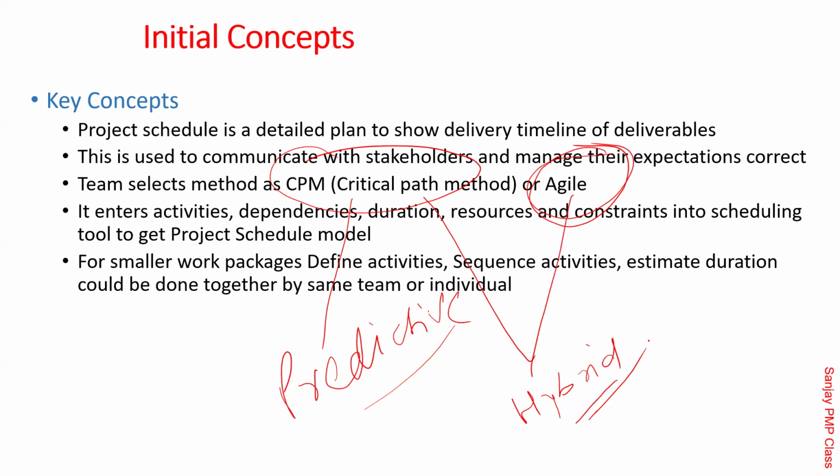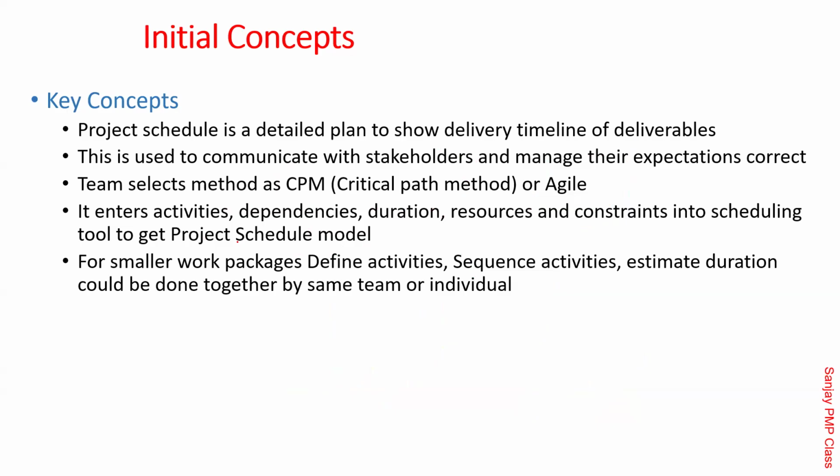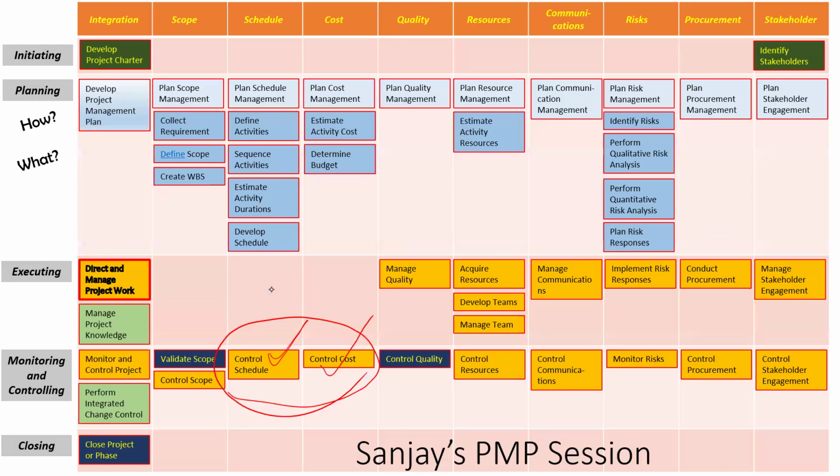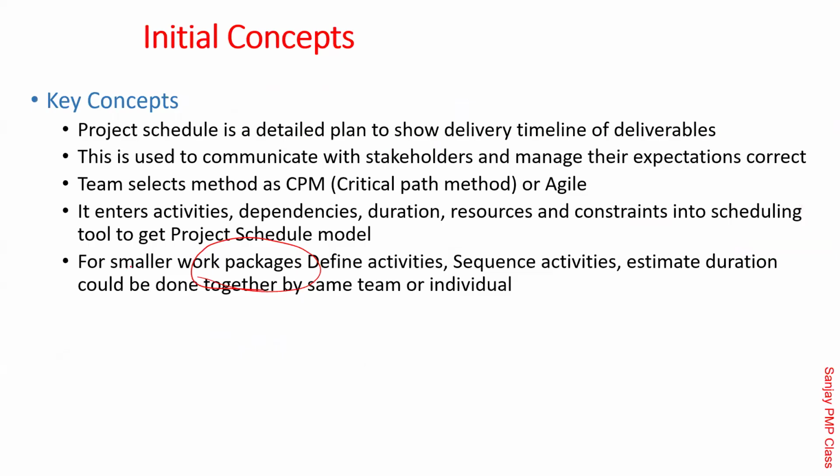The critical path method is to enter the activities, dependencies, durations, resources, and then come up with the project schedule model, or as we called it yesterday, the project schedule network diagram. We tried to draw that yesterday. We tried to do some calculations as well, even though they were slightly out of sequence. If it is a very small work package, what he's trying to say is that in a big thing, the process of create WBS and define activities could be separate. But for the smaller thing, this all could be done together. You may not do these activities separately.